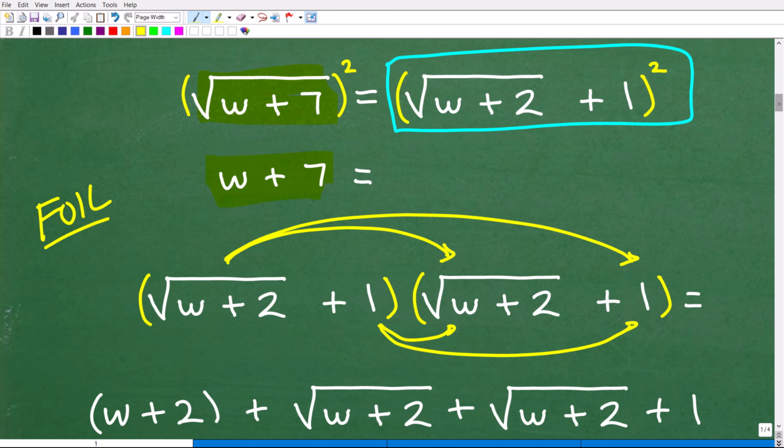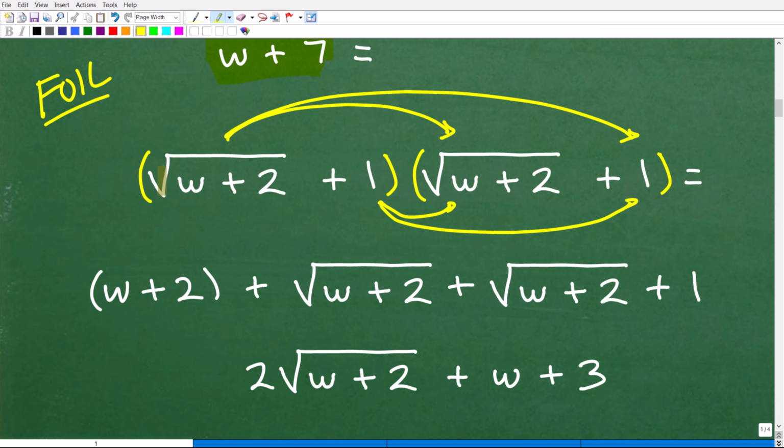And when we do this work, what are we going to get? Well, the square root of w plus 2 times the square root of w plus 2 is what? Anything being multiplied by itself, we can write as a square. So that's the square root of w plus 2, squared. And when you square a square root, you're just left with what's inside that square root, w plus 2. So the square root of w plus 2 times itself is w plus 2. All right, so now that's our first.